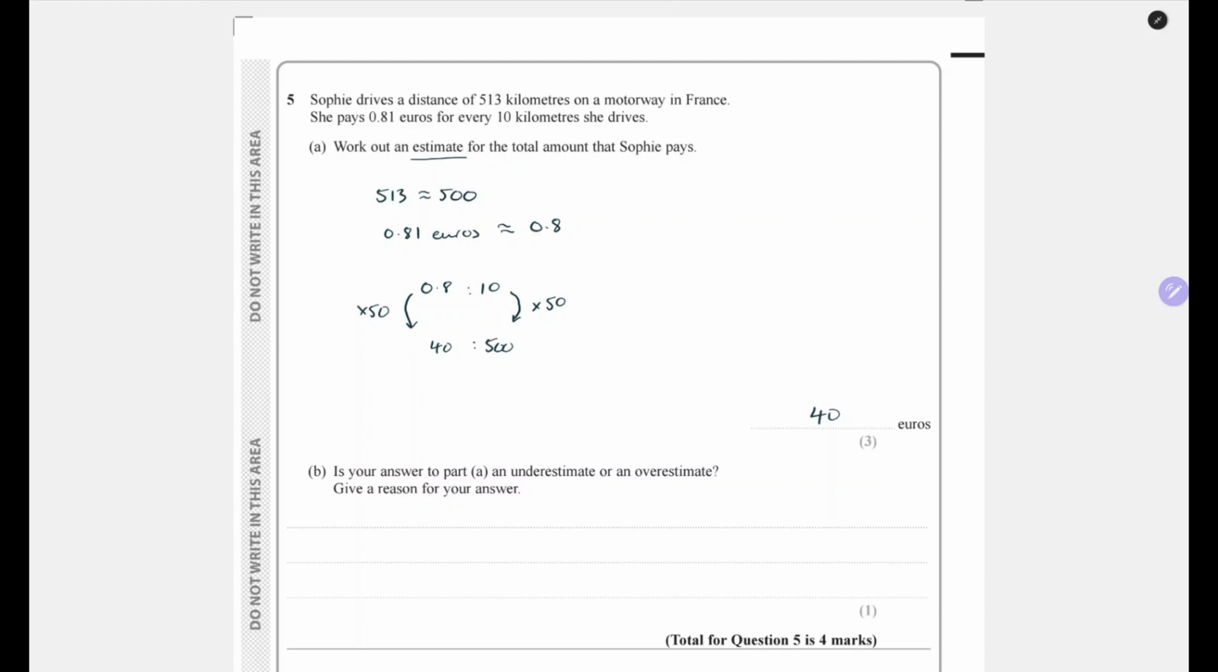Part B says, is your answer to part A an underestimate or an overestimate? Give a reason for your answer. Well, as we went down, 513 is obviously greater than 500 and 0.81 is greater than 0.8. We've gone down in our estimates, and so therefore we have underestimated.